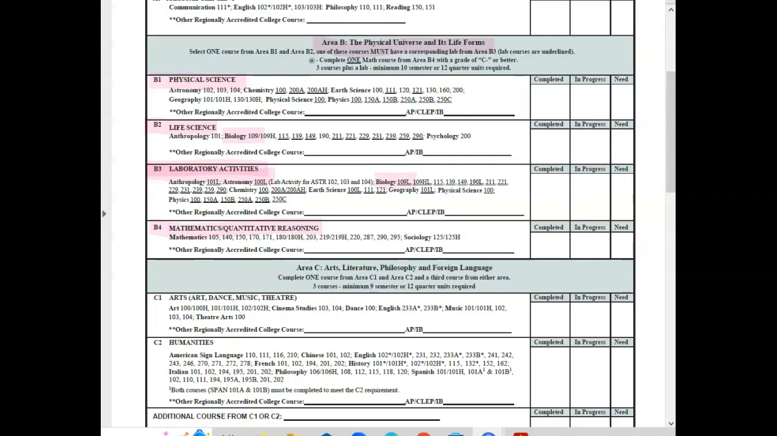So, if you choose Earth Science 100, then you would have to do Earth Science 100 lab. It just depends on which lab you want to do. You only have to do one lab. And then also, if you look at Area B, some of the courses are underlined, like this Chemistry 100, or this Earth Science 111, or this Bio 239 course. It's underlined, which means that there's a lab already connected to the course. That's what the underlined courses mean in Area B1 and B2.